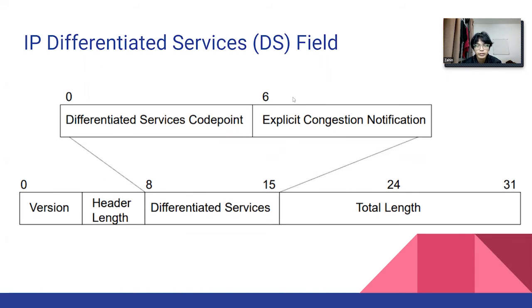So here is the graphic presentation of the differentiated services field. From bits 0 until 5, we have the DSCP, and from 6 until 7, we have the ECN. And when we go below here, from 0 until 7, we have the version and header length. From 8 until 15, we have the differentiated service, and 16 until 31, we have the total length.